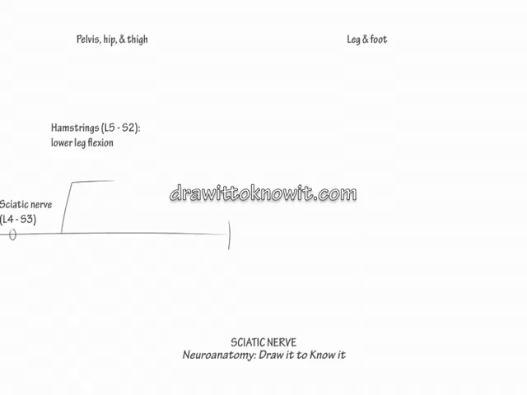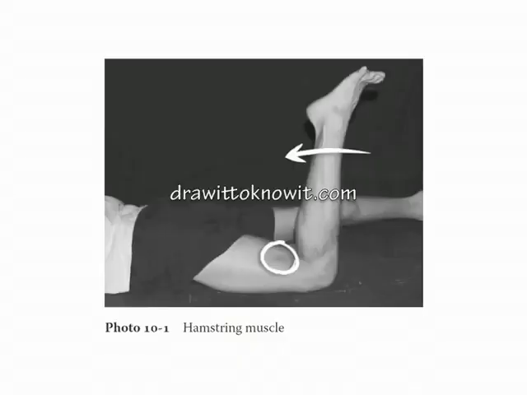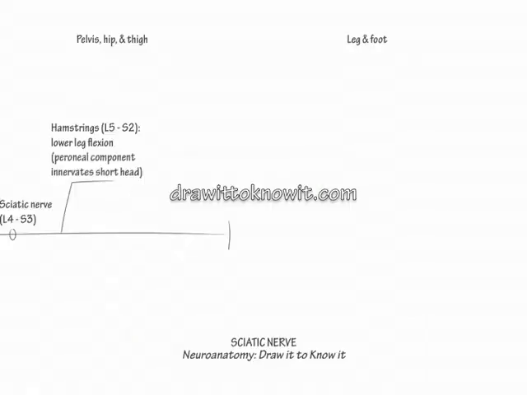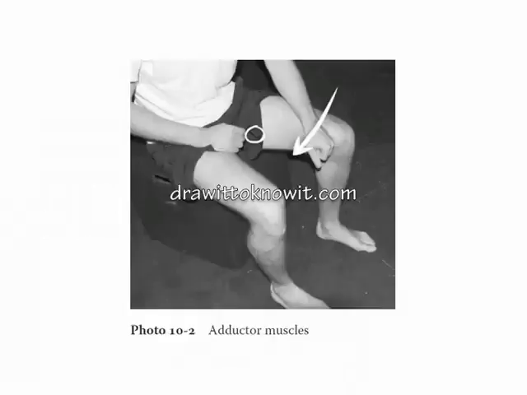To demonstrate its action, flex your leg at the knee. Note that the tibial component innervates all of the hamstrings muscles except for the short head of the biceps femoris, which the peroneal nerve innervates. Next, show the sciatic nerve helps supply adductor magnus, even though the obturator nerve is its primary innervator. Bring your knees together to demonstrate adductor magnus's action.